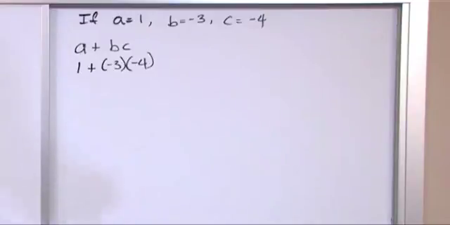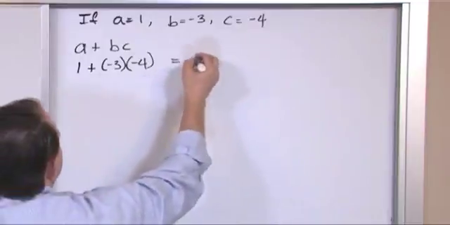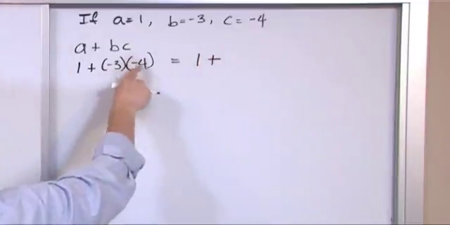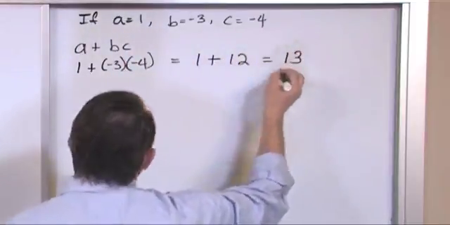So when you look at this, you see you've got a multiplication going on here, and in addition, the multiplication is always going to come first. So you have 1 plus negative 3 times negative 4 is positive 12. And of course, you can do this addition and get 13. That's the answer.